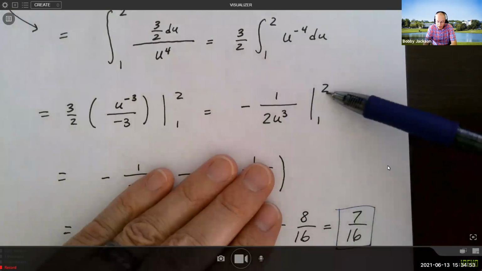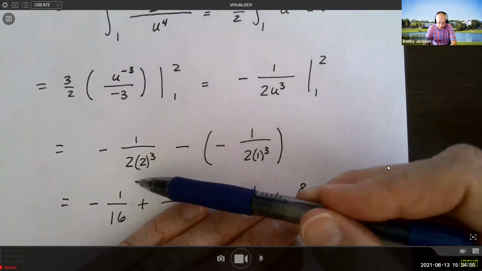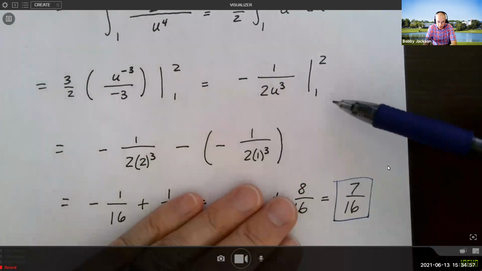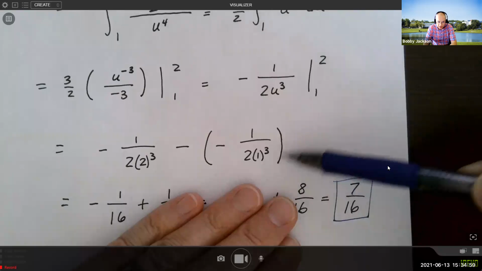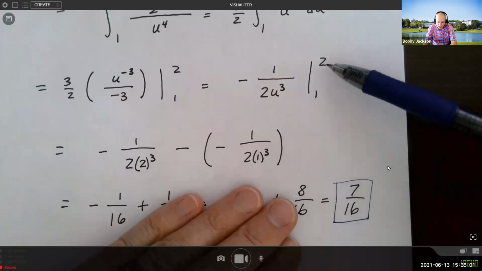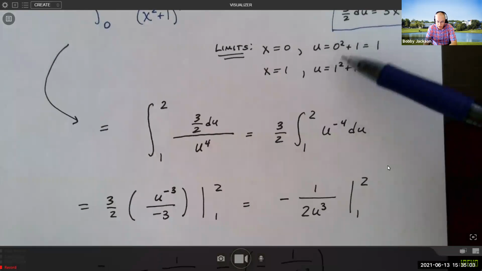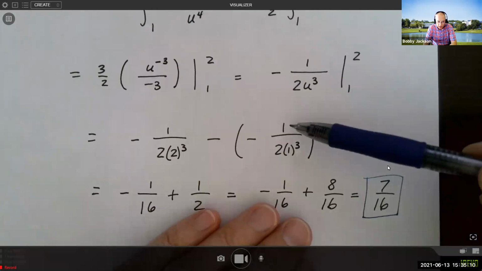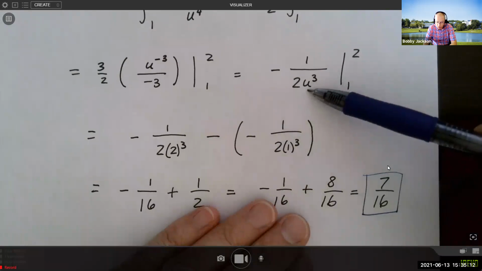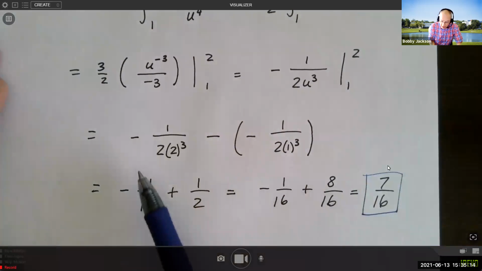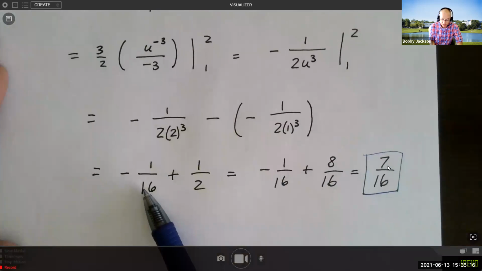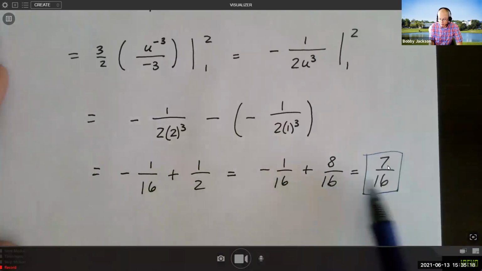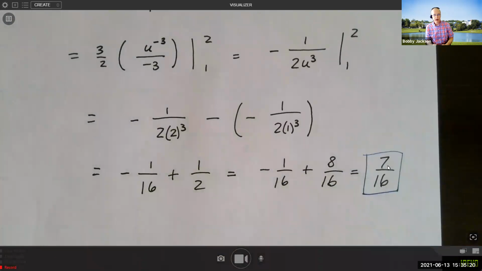And now I evaluate it at the upper limit of 2. So I plug in 2 for u and the lower limit of 1 for u. So notice these are the u limits, right? So we changed over to the u limits here. So we're going to use them. Don't go back to the x limits. Don't plug in x equals 1 here and x equals 0, because this is not x, this is u. Okay, so now it's just a matter of doing the arithmetic I've done here, find a common denominator, and I get 7/16 as my answer.